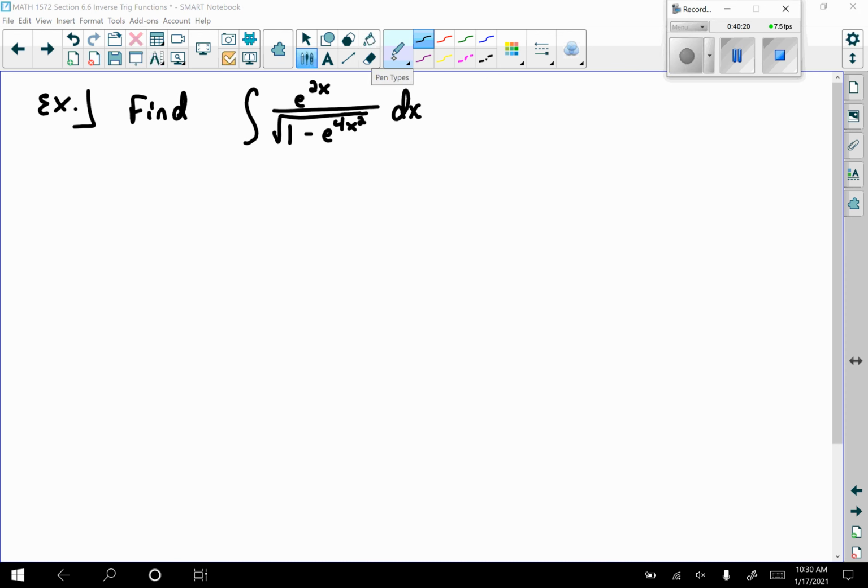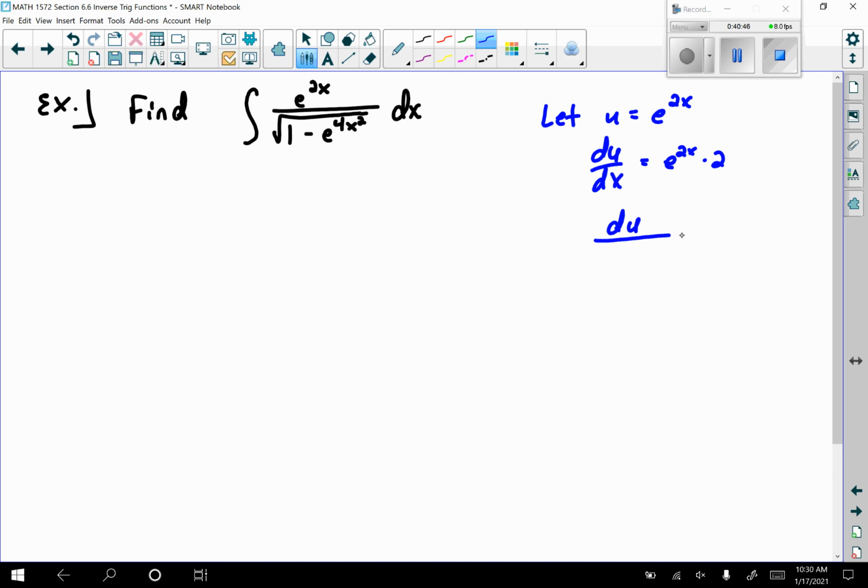All right, so obviously we're going to use a u substitution here. We've got quite a bit going on. Notice, if you could recognize, this is something over the square root of 1 minus something, and it does look like if we square the e to the 2x, we'll get the e to the 4x. So we're going to let u equal e to the 2x. And then du over dx is going to equal e to the 2x times 2. So then if I solve this for dx, dx is going to equal du over 2e to the 2x.